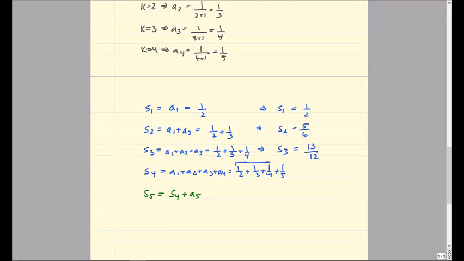Now this I already know is 13 over 12, so I could just take 13 over 12 plus 1/5. It might be a little bit easier. My common denominator would be 60, so I'd have 65 plus 12, which is 77 over 60. So that would tell me that S sub 4 is 77 over 60. Now I could just take that 77 over 60 and add in A sub 5, which would be 1/6. So this would be 77 plus 10 all over 60, which is 87 over 60.